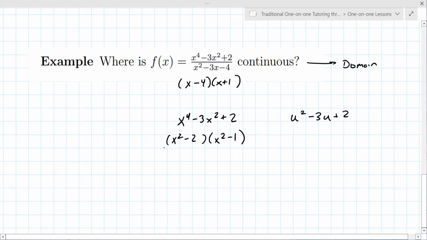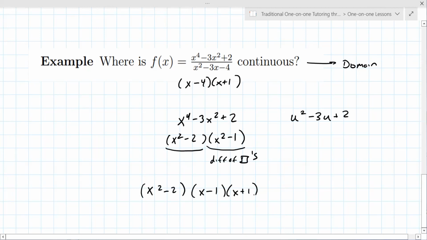And so you can further expand, like this one is still a difference of squares. So x minus 1, x plus 1. So your numerator is that. And then this one isn't, it is, but it isn't a difference of squares, so you don't have to deal with it. The reason you have to do the one on the right is because it does cancel with something on the bottom. But in terms of domain, you only need to focus on the denominator.